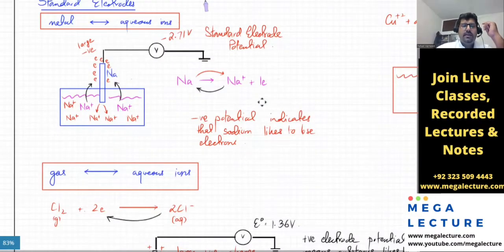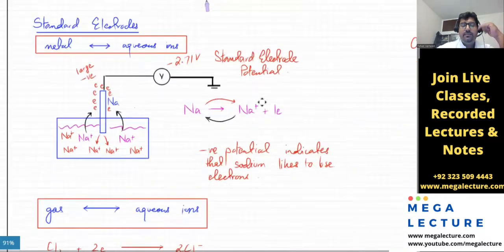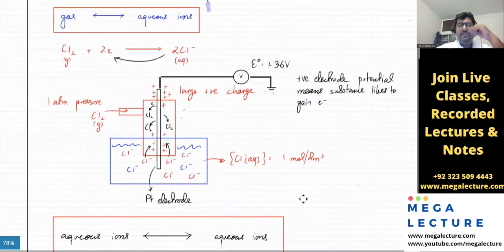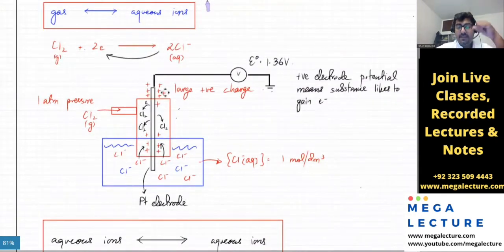So just quickly, remember, if something likes to lose electrons, there's going to be a lot of electrons, so negative charge would build up on the electrode. Negative potential indicates that whatever the substance is, it likes to lose electrons. Vice versa, if something likes to gain electrons, then the metallic electrode, which is in this case platinum, would be electron deficient, because all the electrons would be gained by that substance. It will have a positive charge. So positive potential or higher potential indicates that it likes to gain electrons.